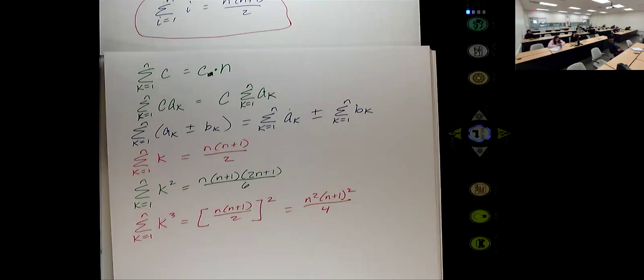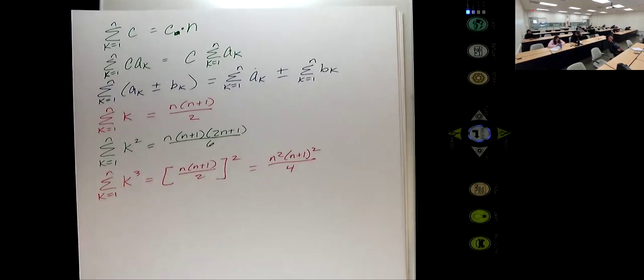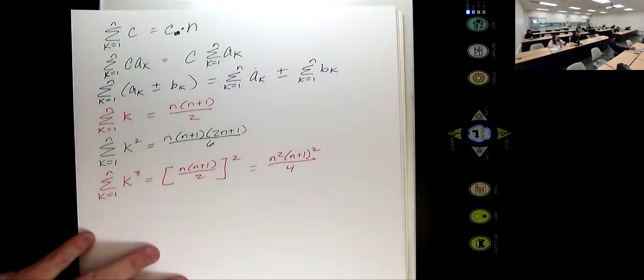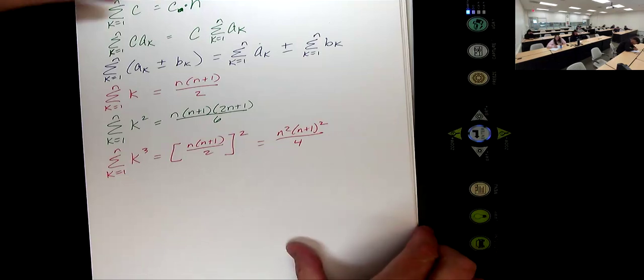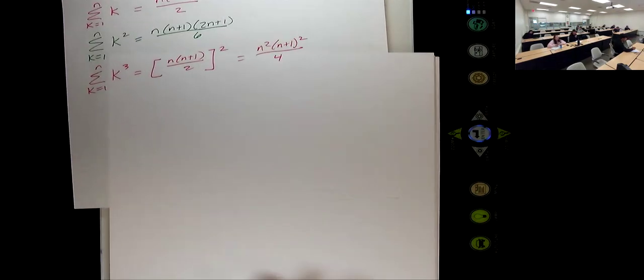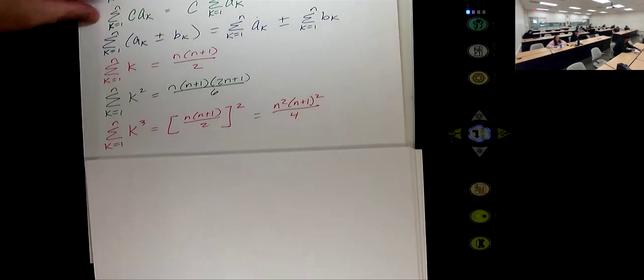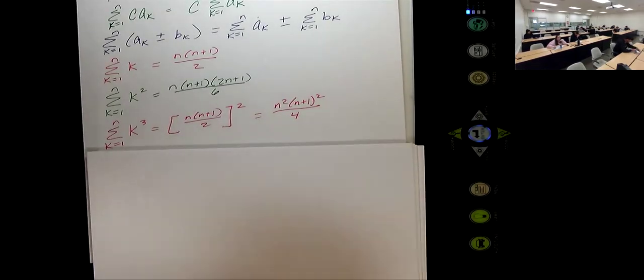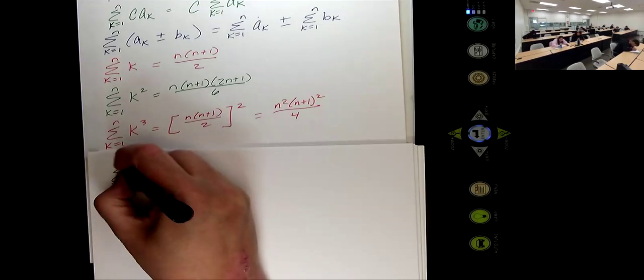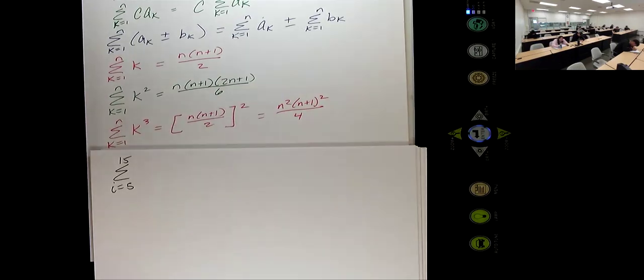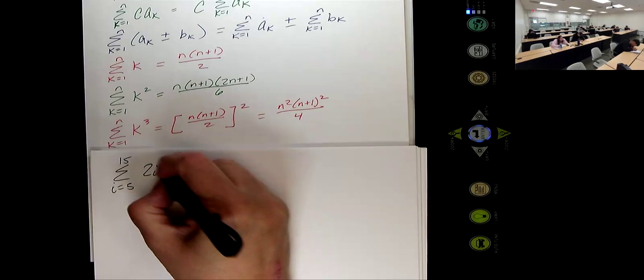Okay. So those are kind of like the formulas we'll have here. Let's do an example where we have to do a little bit of thought and work. I'll keep that on the same page right here. Let's say we have the sum from i equals 5 to 15 of 2i minus 3.